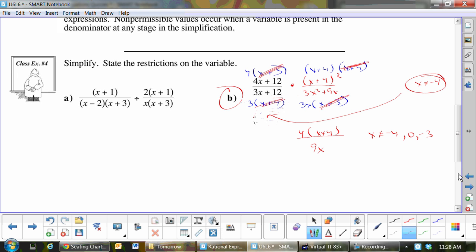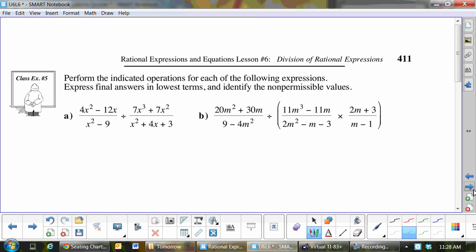Okay, now look at B on the next one. Now let's face it, this looks like a horror, right? I won't lie to you, it is. But let's just do the brackets first, okay? Now, let's just look at the 11m cubed minus 11m. What can I do there? Take out 11m. Leave me with m squared minus 1. Okay, that's like an insult to your intelligence at this point, right?